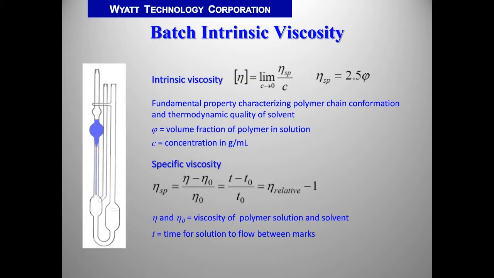A traditional way of measurement of specific viscosity was using a capillary viscometer that we can see on this slide. And specific viscosity was measured based on the time that is needed for polymer solution to flow through the capillary from one mark to another. And the time is then related to the time of pure solvent.